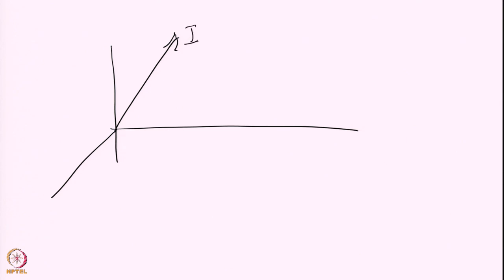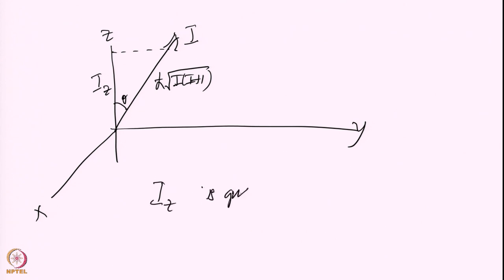So, if I were to draw the angular momentum vector like that, suppose this is my angular momentum vector, it has a magnitude which is h cross under root I into I plus 1, and it makes an angle, let us call it theta. If it is the x, y, z axis, then we have a component here, this is the Iz component, this is quantized. So, Iz is quantized, or Iz is discrete.